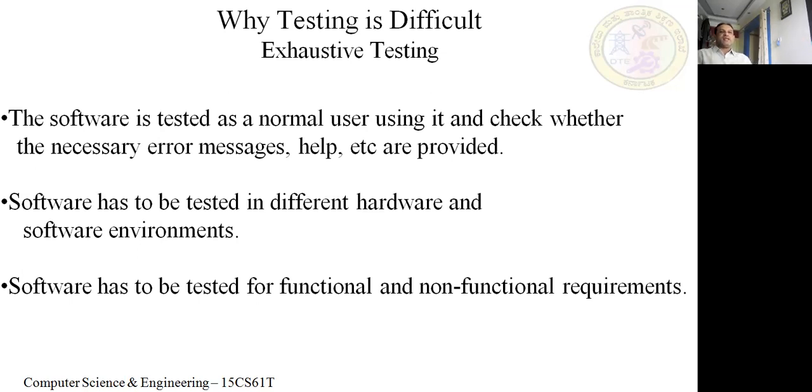Then software has to be tested in different hardware and software environments, different operating systems, different computers. For example, your software may work in your system, and the same software may not work on the client's machine or client computer. You should test for different hardware and different operating systems, Windows 10, Linux, iOS, or whatever it is. Nowadays you're using apps, so your software should be able to be accessed on mobile also. So the software has to be tested in different hardware and software environments, and it has to be tested for functional as well as non-functional requirements.